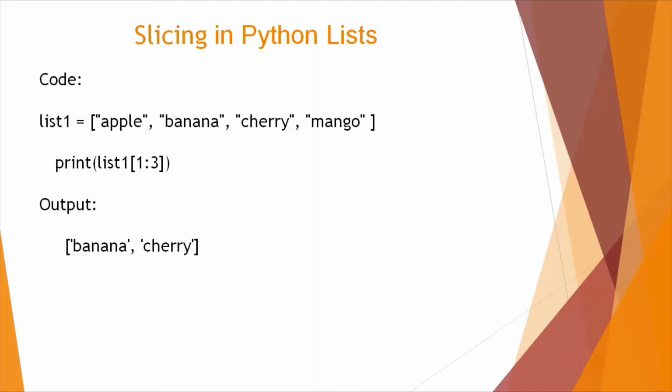So if we write 1 colon 2, it will give us the element present at 1, but it will not give the element present at 2. Similarly here, it will not give the element present at index 3, it will just give the elements present at index 1 and 2. So we will get banana and cherry in our output.